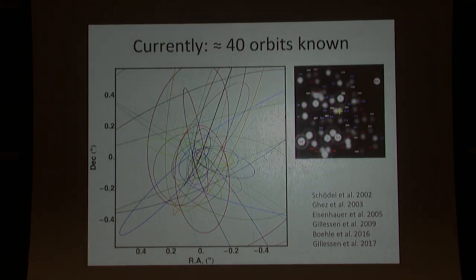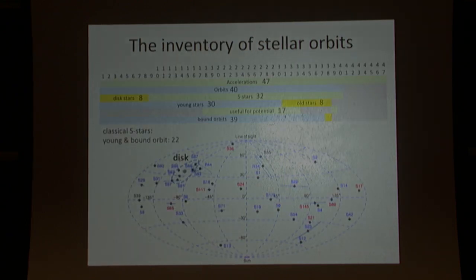Currently, on the order of 40 orbits are known, starting, of course, with the first detection Rainer has published and all the other papers. The famous one is, of course, S2. And let me give you a bit of an inventory of the orbits.